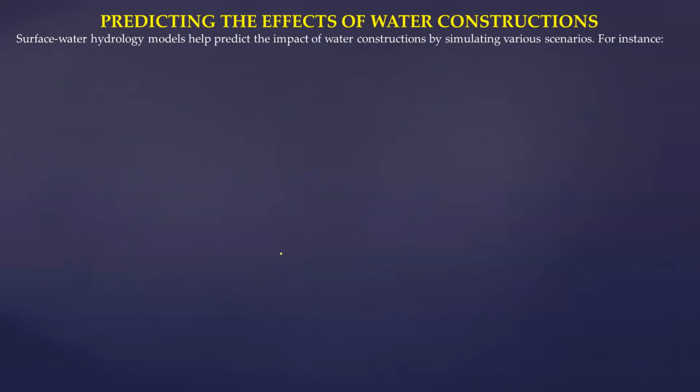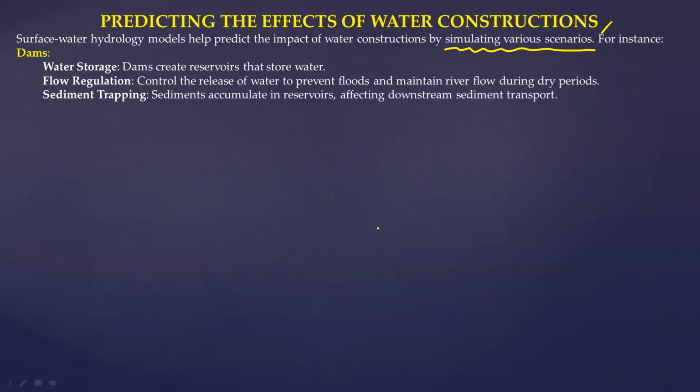Now, predicting the effects of water constructions. How will you predict? Through modeling, where various simulation scenarios are run. For instance, dams. Remember we talked about it? Water storage, flow regulation, and sediment trapping are three important factors when we talk about dams. Dams create reservoirs that store water. They control the release of water, prevent floods, and maintain supply. Sediment accumulation is one important point.